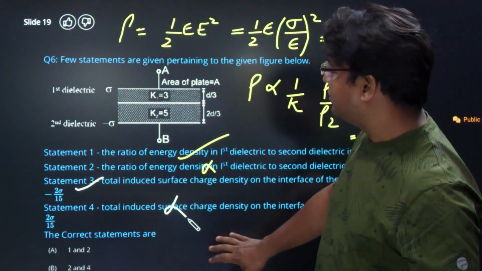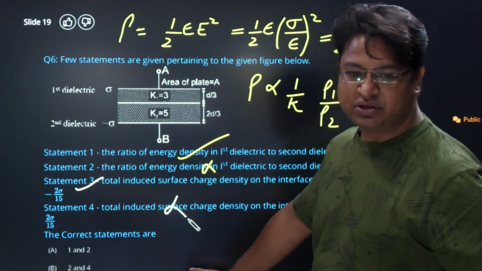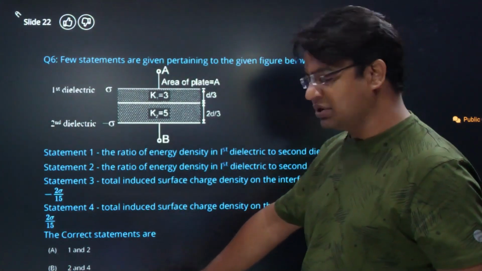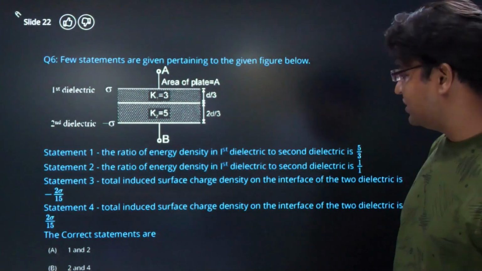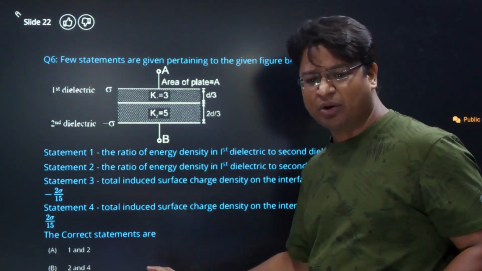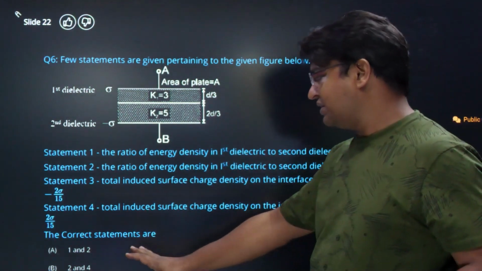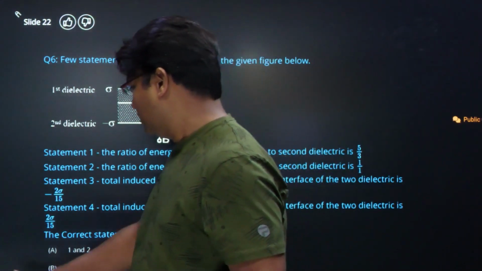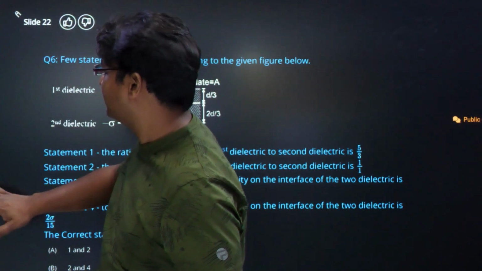I think you are not able to see the options here. All the options are not visible in the video right now. The answer is option D, which is 1 and 3. That is the correct answer. The video is getting cropped a bit, I can see that. But anyway, statements 1 and 3 are correct, and that is given in option D. So option D would be the correct one for this.